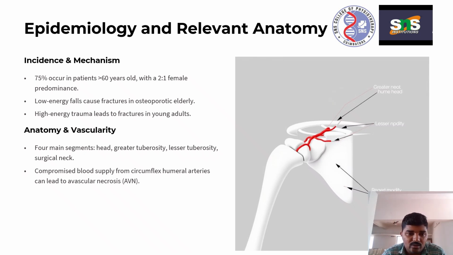Then anatomy and vascularity. There are four main segments: head, greater tuberosity, lesser tuberosity, and surgical neck. Compromised blood supply from the circumflex humeral arteries can lead to avascular necrosis.